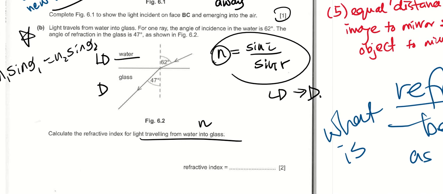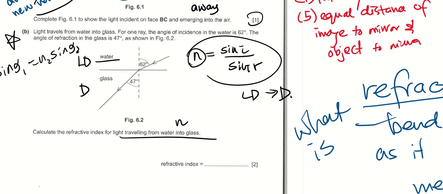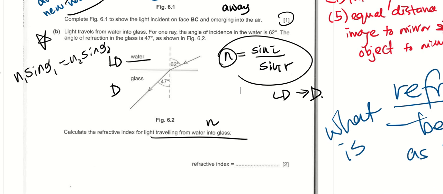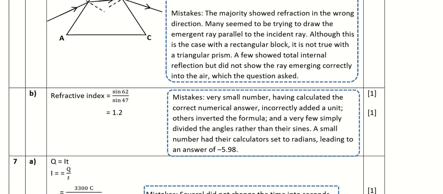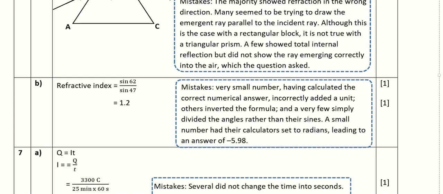Because for me, I'm able to move in water much more freely, but I'm not able to move in glass as freely. Okay, so that will give you some idea of their optical density. So they want us to calculate, so I will have to use this formula, n equals sine i over sine r, and then the answer will be sine 62 over sine 47 to get 1.2. Okay, so I just need you all to take note that a few students sometimes accidentally set the calculator to radian mode. So always have to be in degree mode.